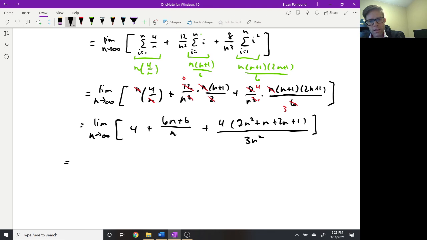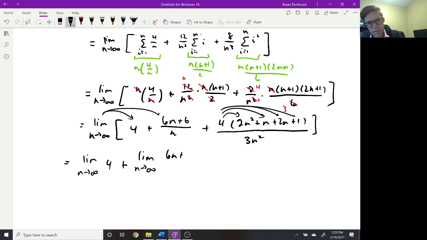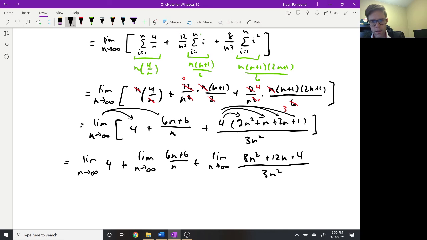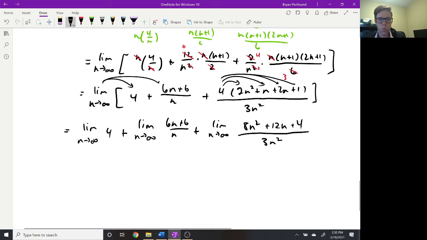I'm going to do a couple of steps in this next line. I'm just going to distribute the 4 through the brackets here. And I'm also going to be distributing the limit to each of these terms as well. So we're going to get the limit as n approaches infinity of 4, plus the limit as n approaches infinity of this fraction, plus the limit as n approaches infinity of this fraction. We should get 8n squared. This is 3n times 4, so I believe that's 12n altogether, and a 4, and 3n squared. Beautiful. So the limit says we can essentially just deal with each one of these things one by one.